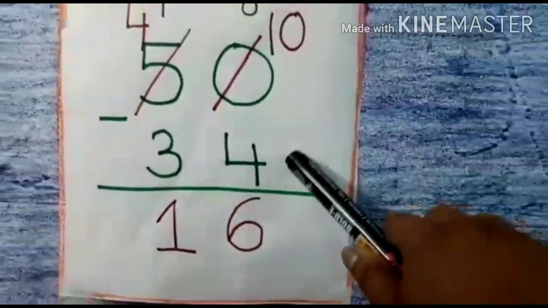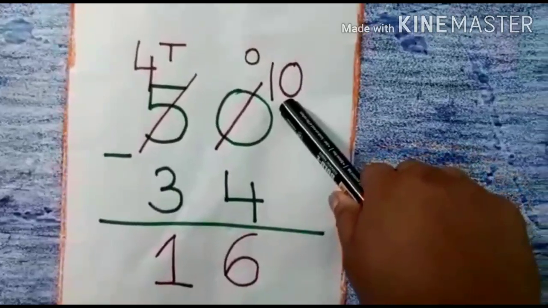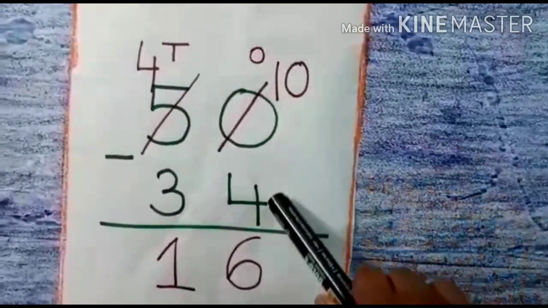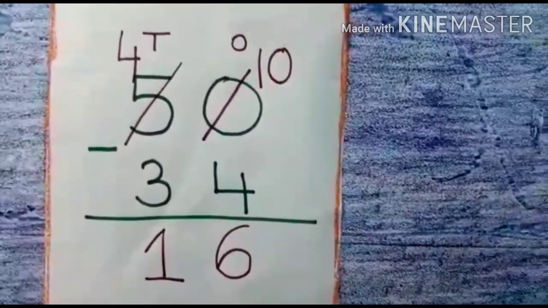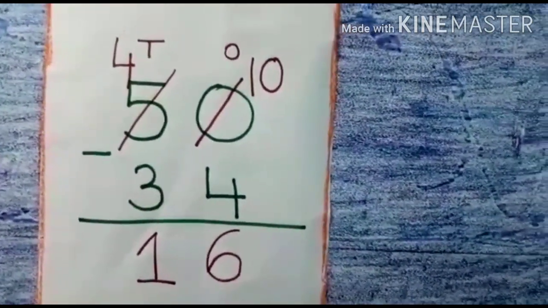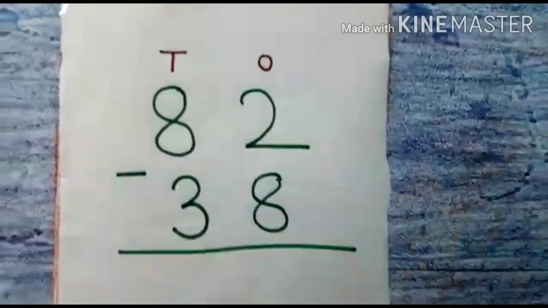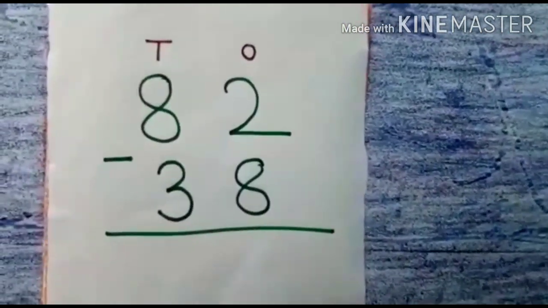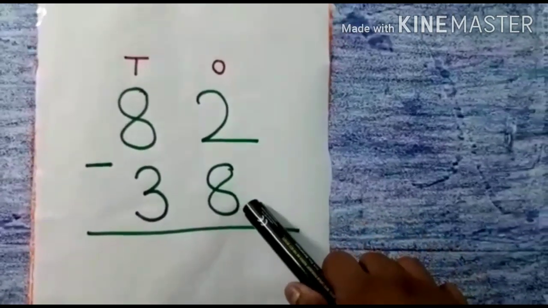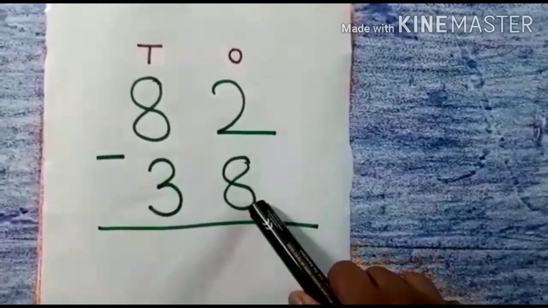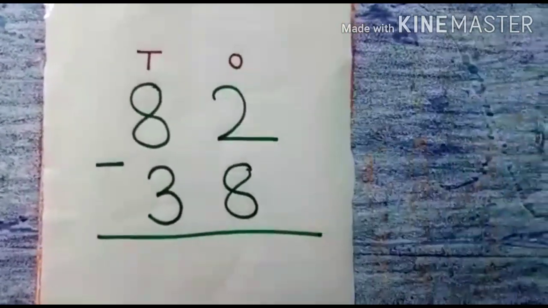So 50 minus 34 is 16. Clear? You have to practice like this. Now again, see children, concentrate. I came up with another sum, 38. I have to subtract 38 from 82.